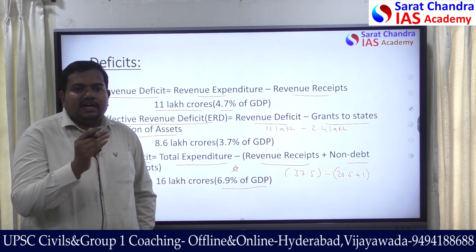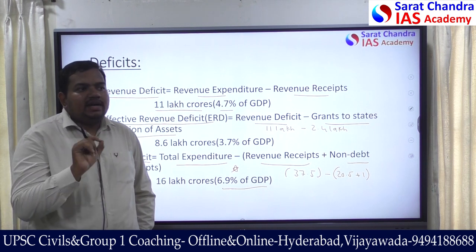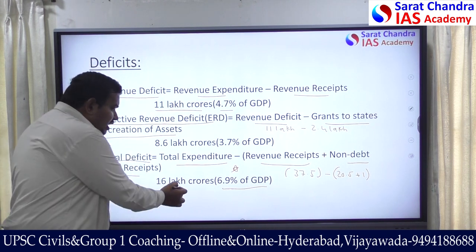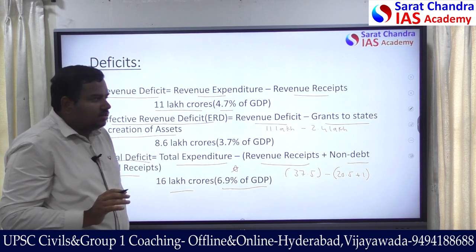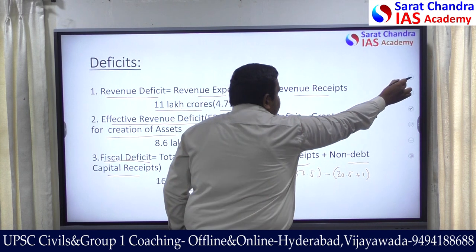So, what is the fiscal deficit of last year? 6.9% of the GDP. No need to remember the value, but you need to remember it as a percentage of GDP. 6.9%. So, that is fiscal deficit.